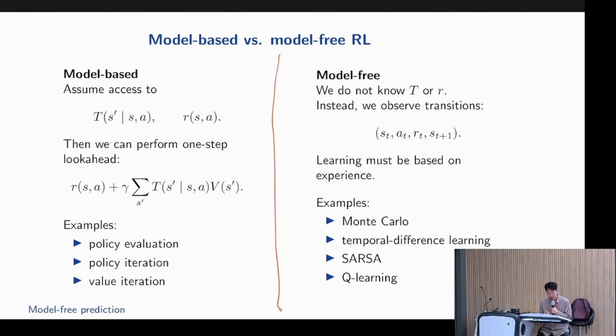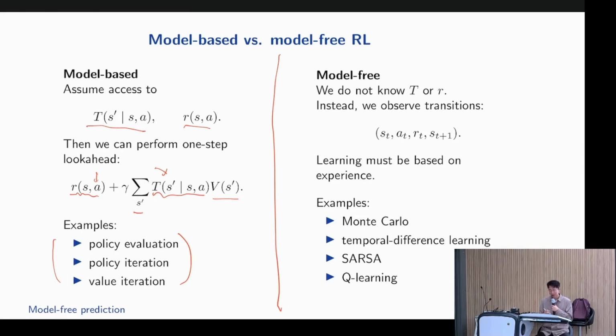In model-based RL, you assume access to the state transition function and reward function. And the assumption was you can do a one-step look ahead. If we would have taken some action A, what would be the next state and value associated with the next state? So this look ahead is only possible if you have access to this function and this function. And if we do, then we can do policy evaluation, policy iteration, or value iteration to solve it optimally.